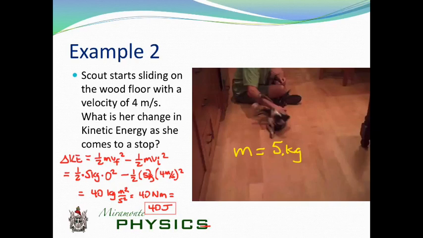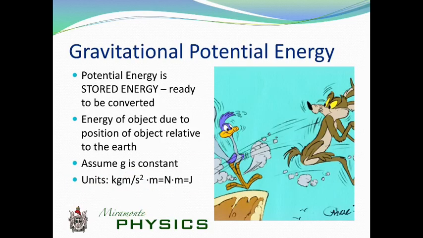And if you're curious, where did the energy go? Well, it kind of heated up the environment, but basically friction. Friction was acting on her and did negative work, and that negative work ended up causing a loss of kinetic energy. Okay. Another kind of energy is gravitational potential energy.